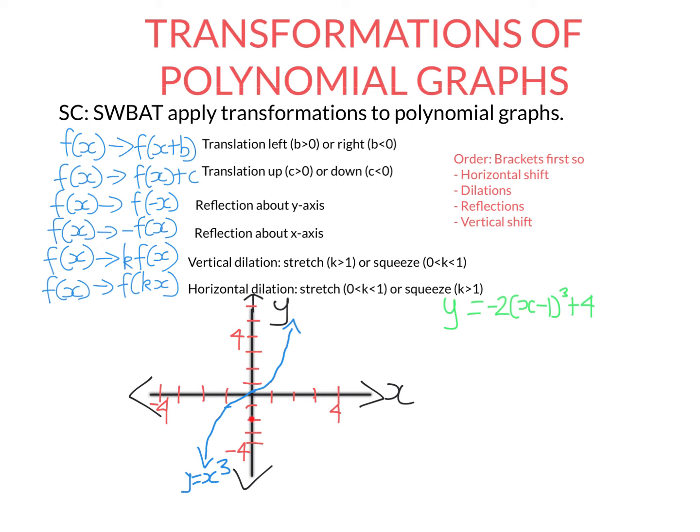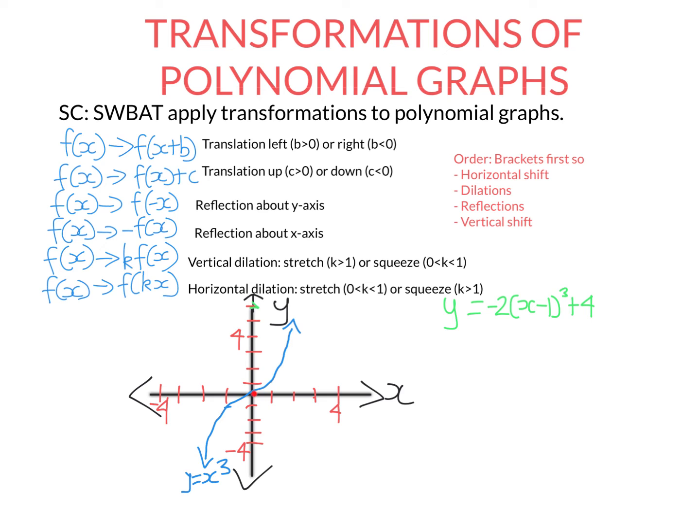But that negative out the front means that the third transformation is I have to reflect about the x-axis. So it's going to go from negative 2 here to positive 2 up there. And then the final transformation was moving it up 4 units. So it's going to move up here to y equals 6.